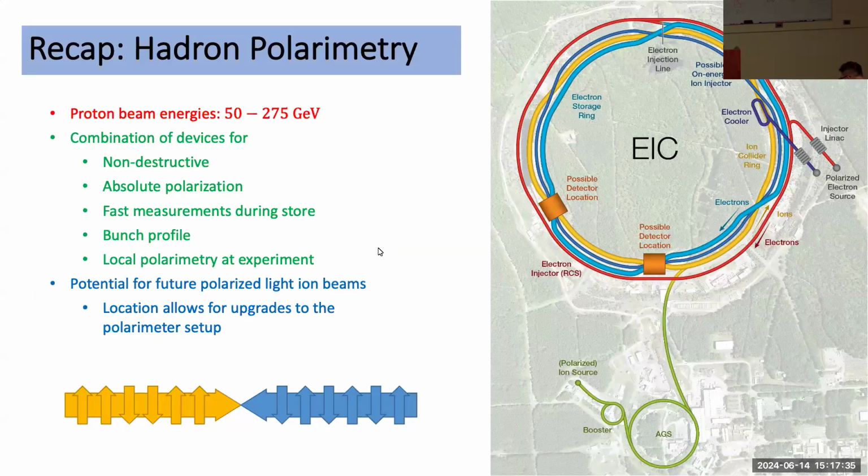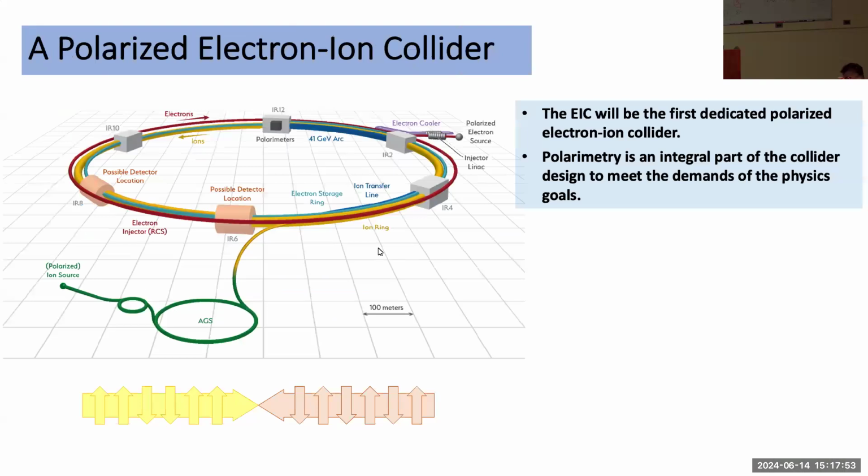As I said, this is what we need: non-destructive, absolute polarization, fast measurement, bunch profile, and so on. And the other thing is about polarized light ion beams, so helium-3, and blue dots. And that's the final slide.